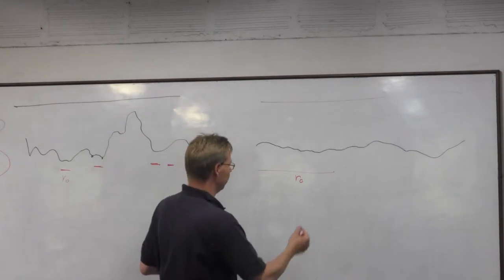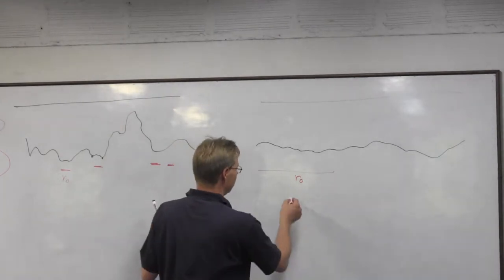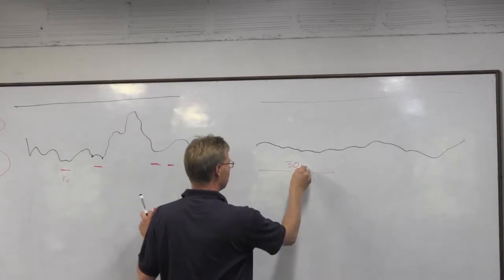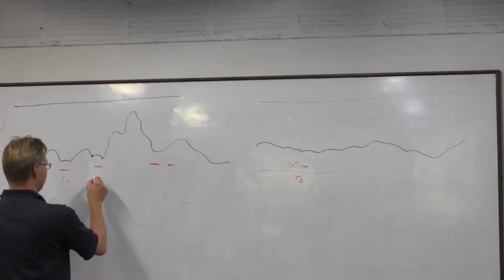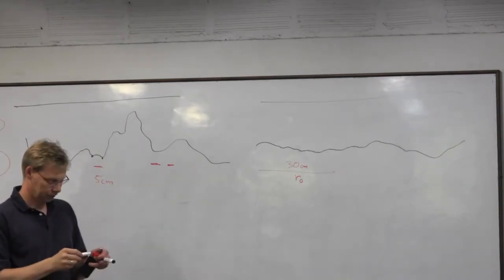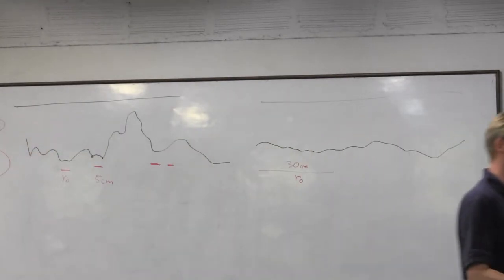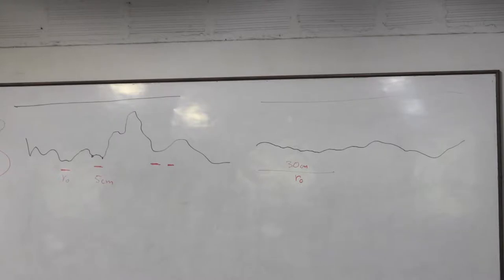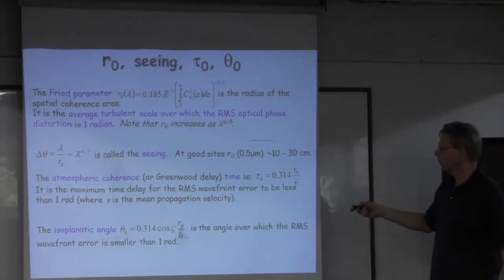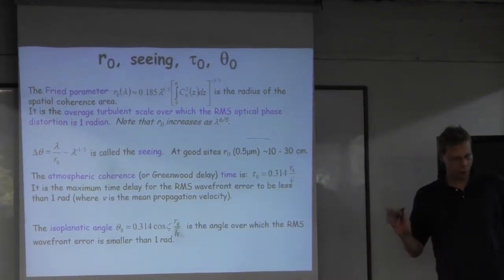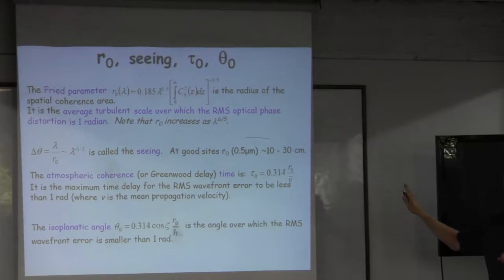Typically on the good side, for visible wavelengths, r0 could be something like 30 centimeters. If you have a bad night, it is only a few centimeters, maybe 5 centimeters. But in any case, you can always find a typical scale size over which the wavefront is flat, and you define flat simply by saying the distortion is less than a phase shift of one radian. I hope you remember this because it is very important when we design the adaptive optics.